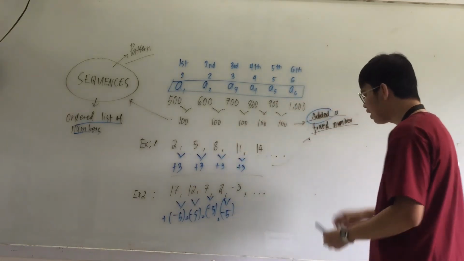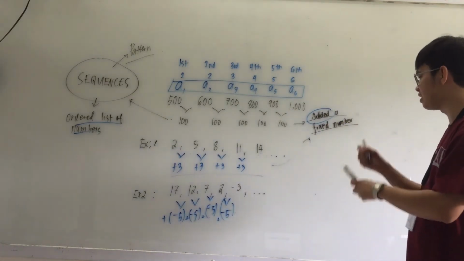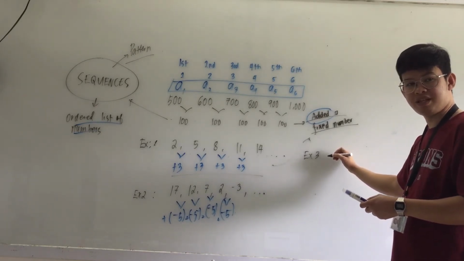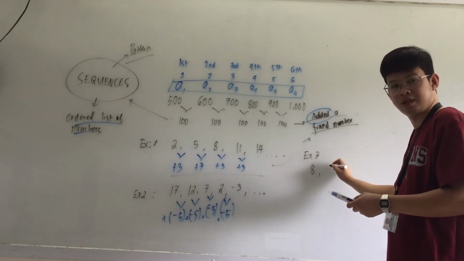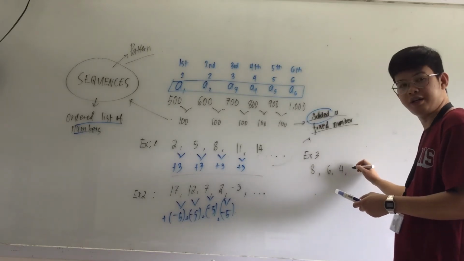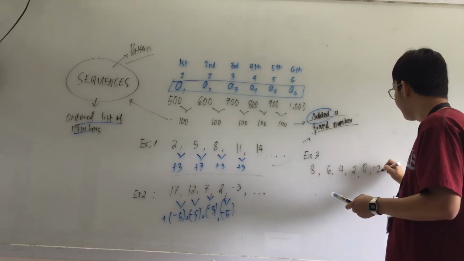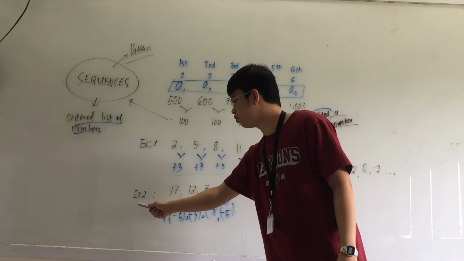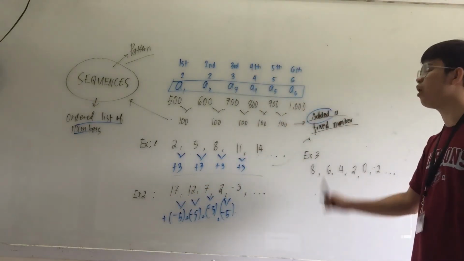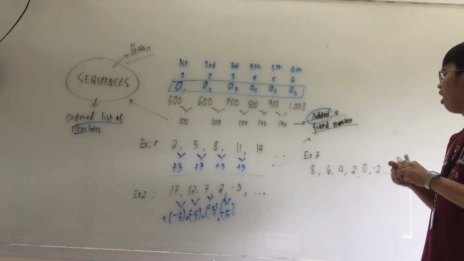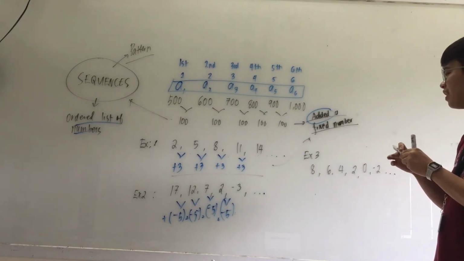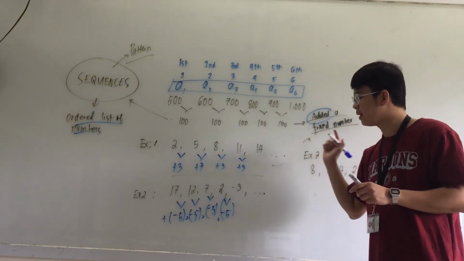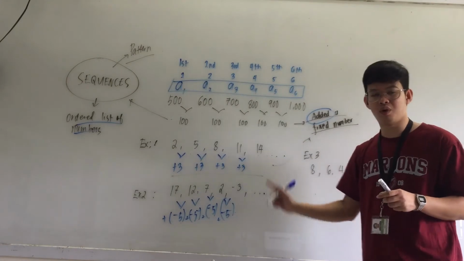Okay? Now, let's have another example. For instance, we have example 3. We have 5. This will be very easy. Let's have 8, 6, 4, 2, 0, -2. Okay? So, similar to the second example, this one is also decreasing. Okay? So now, let's try to find if the gaps are also fixed.